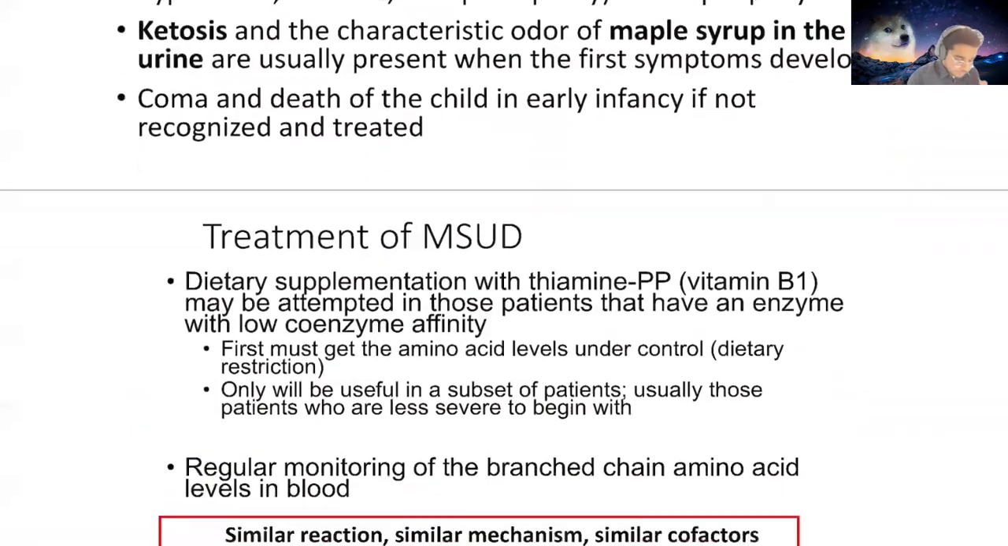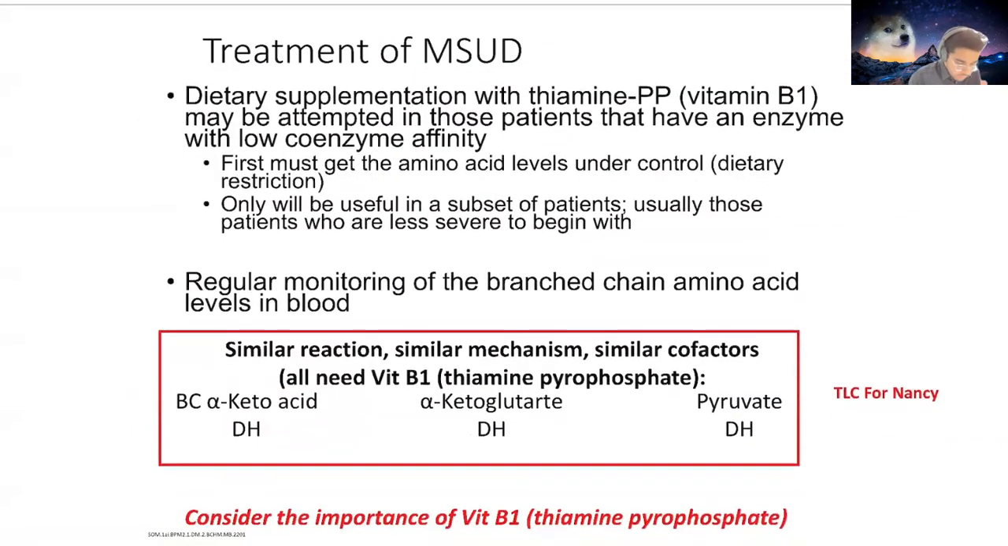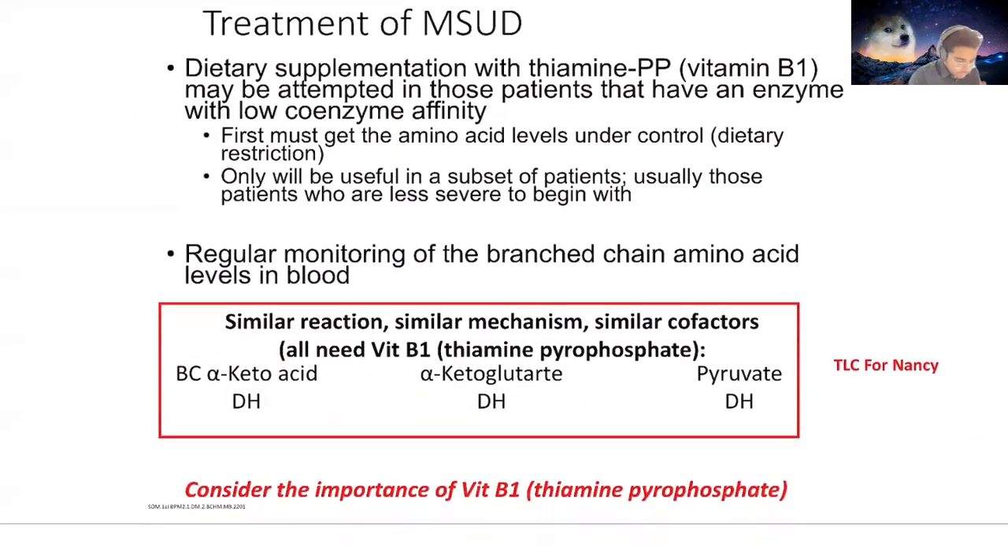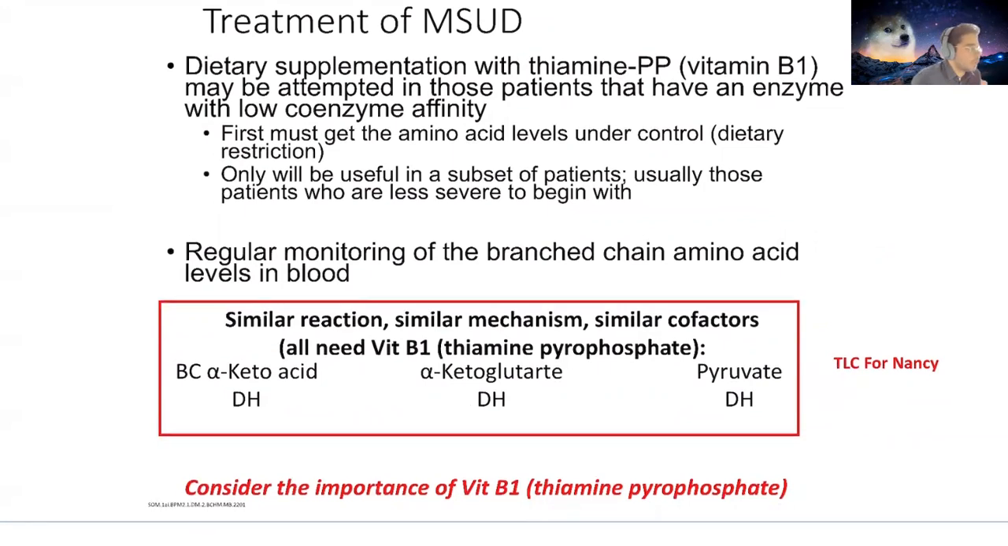All righty. Treatment, what are you going to do? Consider the importance of vitamin B1, right? Thiamine. What you need to know is TLC for Nancy, right? Guess what? It comes back with your dehydrogenases. Important to know that always.